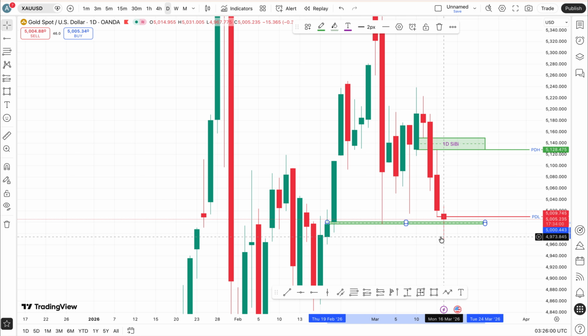A void forms when the market moves very quickly in one direction, leaving areas where very little trading occurred. Price often revisits these zones later to rebalance the inefficiency. The key point here is that daily voids align with the weekly void, which strengthens the importance of this region.